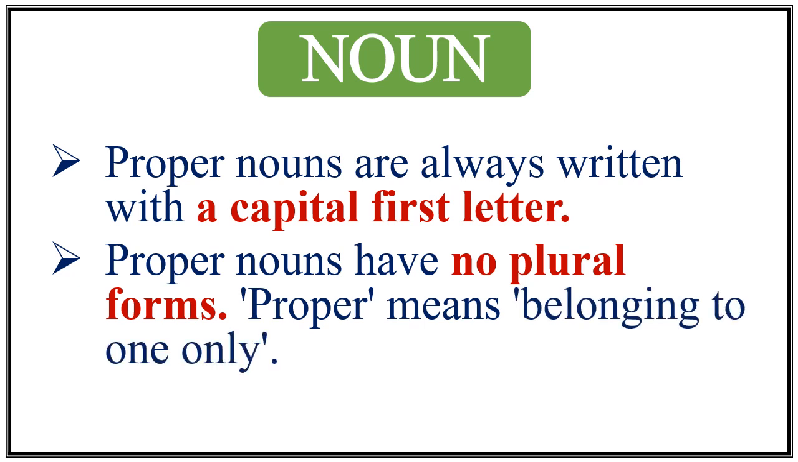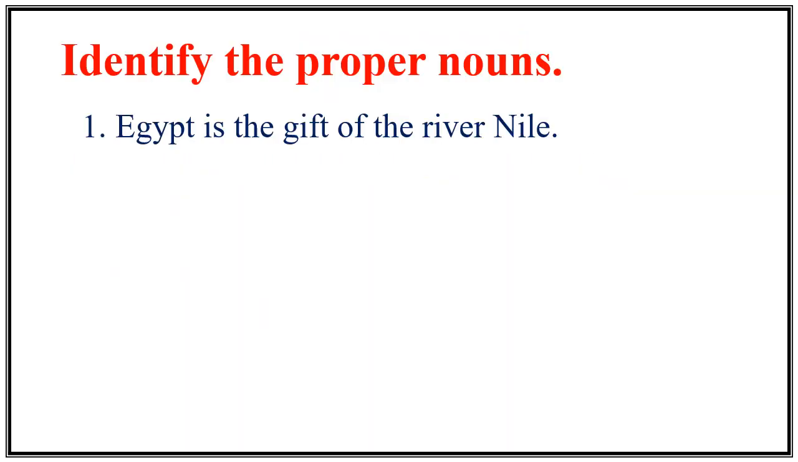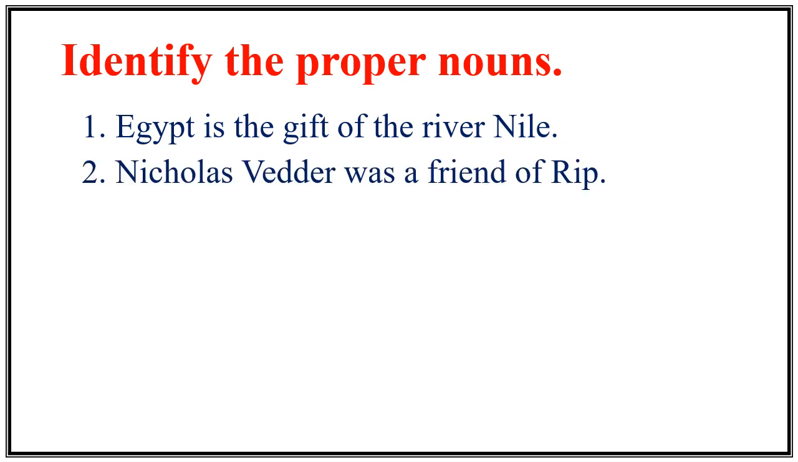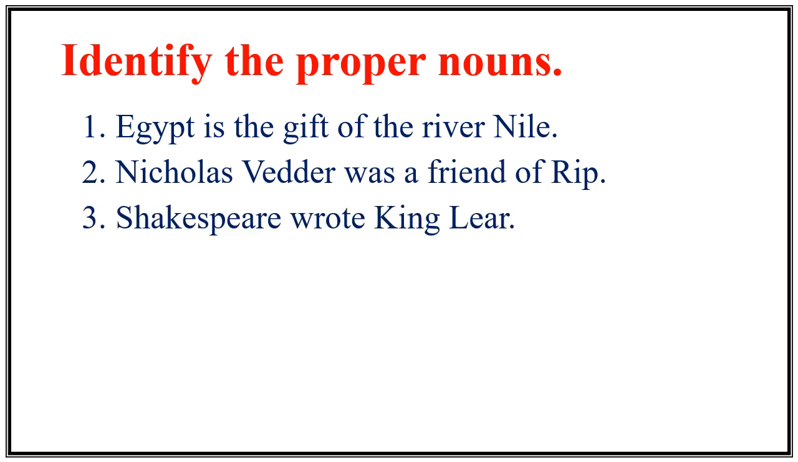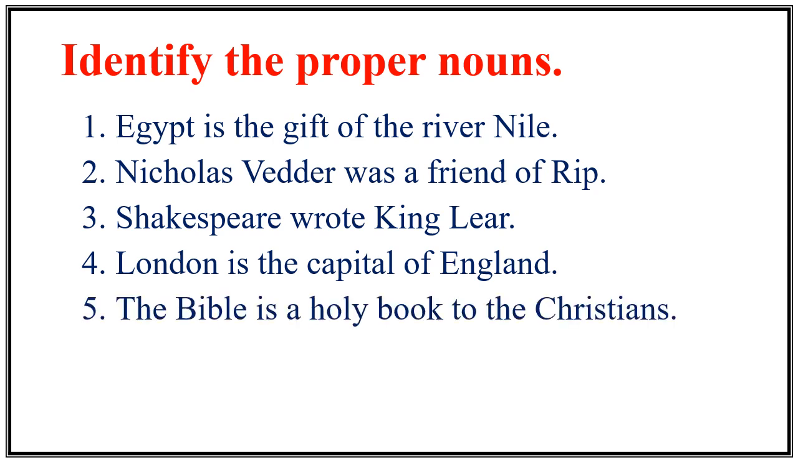Now, I'm giving you 5 sentences. You have to identify the proper noun. 1. Egypt is the gift of the river Nile. 2. Nicholas Vedder was a friend of Rip. 3. Shakespeare wrote King Lear. 4. London is the capital of England. 5. The Bible is a holy book to the Christians. I'll give you 30 seconds. Your time starts now.